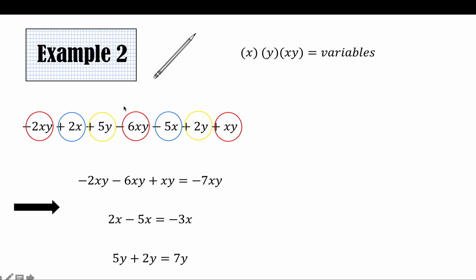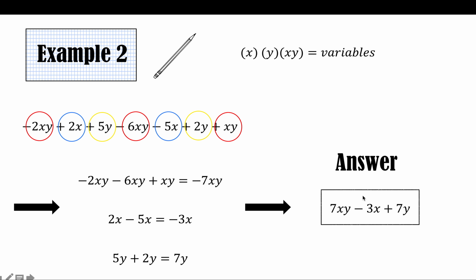And for the last like terms, we are going to solve the yellow like terms. 5y plus 2y equals 7y. We just add the numbers and put the variable they share. Then we put all of the results together and get our answer. This is the simplified expression from this equation.